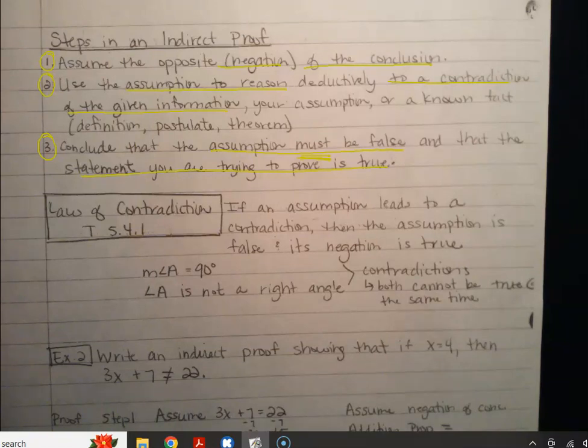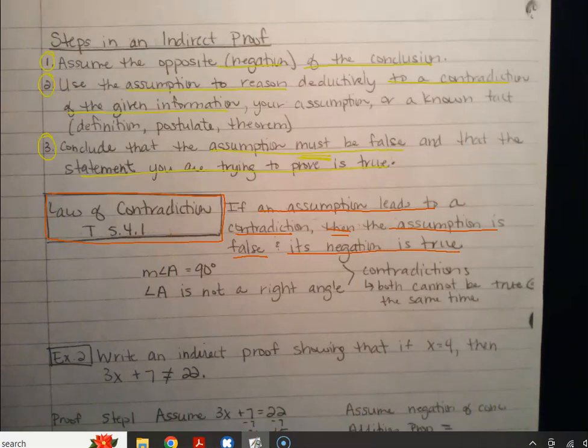Probably sounds weird, and I get that. It's going to make a little bit more sense when we actually do some. Okay, so first of all, this law of contradiction theorem. Let's look at that. If an assumption leads to a contradiction, then the assumption is false and its negation is true. That's what we're going for.